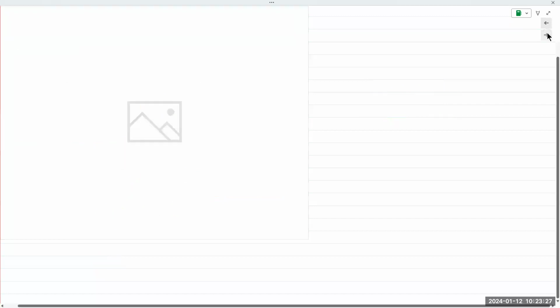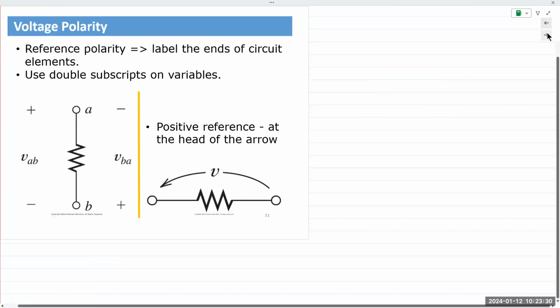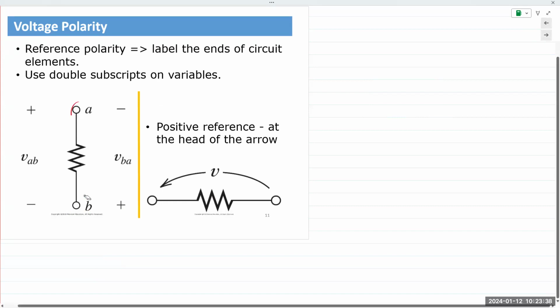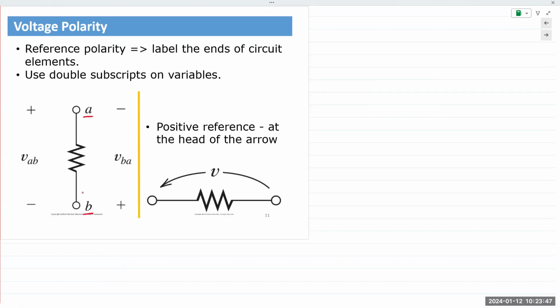Okay, moving on. Voltage polarity is exactly the same. You have a reference direction. We have two ends, A and B, for this voltage, right? If you reference VAB, you are measuring voltage at point A with your reference at B. Okay, VAB simply means you're measuring voltage at point A with reference to B. It simply means I'm standing at B and I'm looking at A.